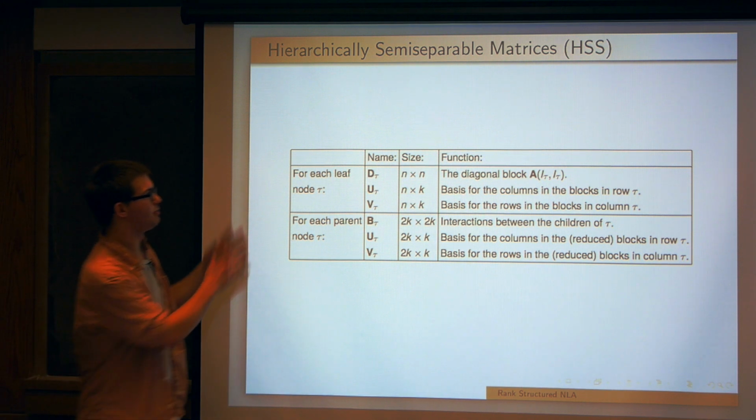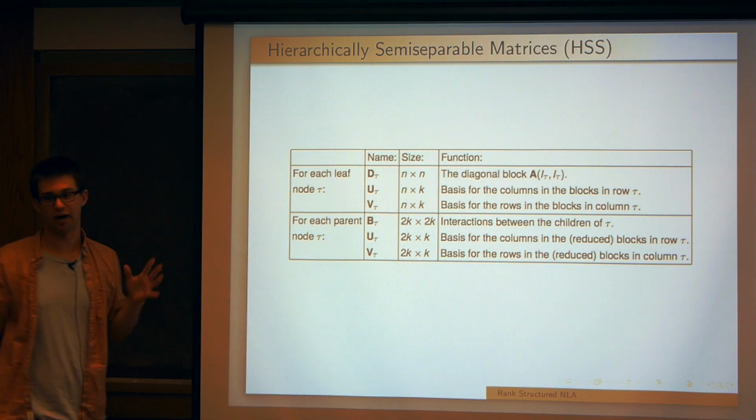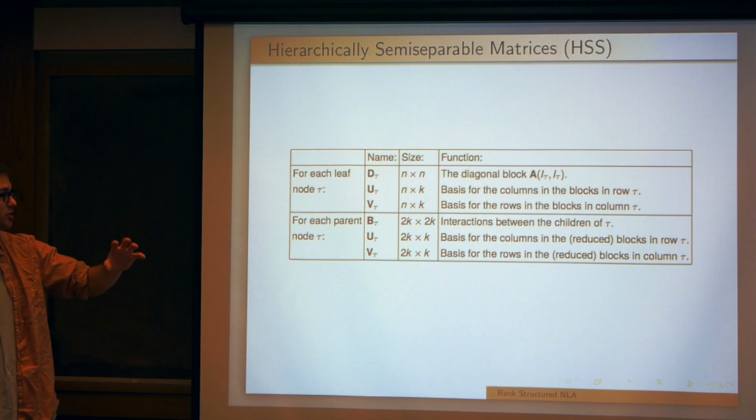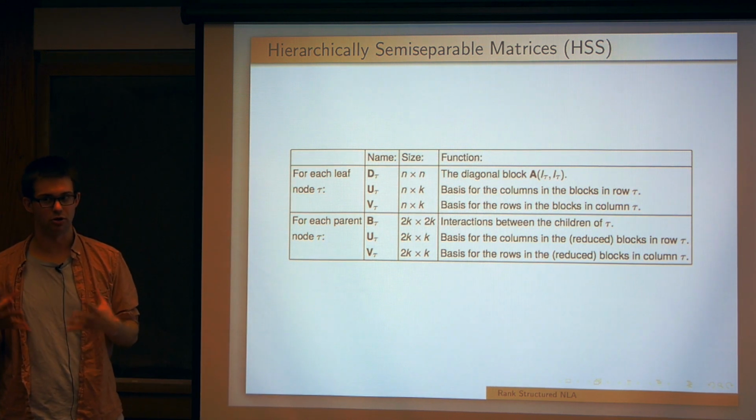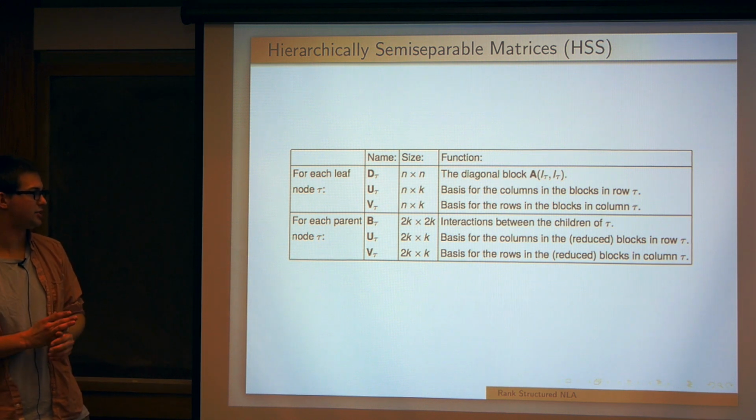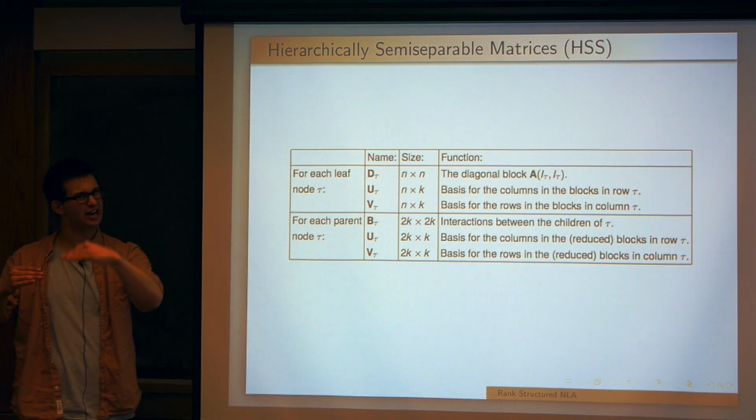And basically, if you're talking about a leaf node, D is just the diagonal block. It's very straightforward. It's a dense matrix. And the U's and the V's are just the row and column bases that we know we can compute with such a rank. Now let's say we're talking about a parent, something at the next highest level, intermediate, or even at the top.